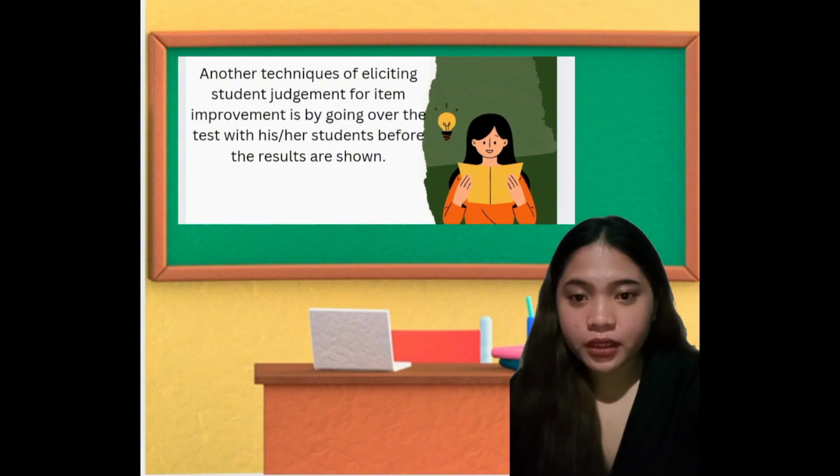So, another technique of eliciting student judgment for item improvement is by going over the test with his or her students before the results are shown.